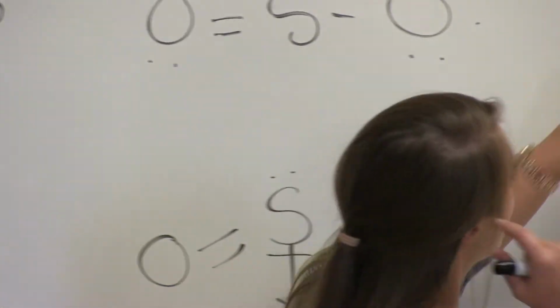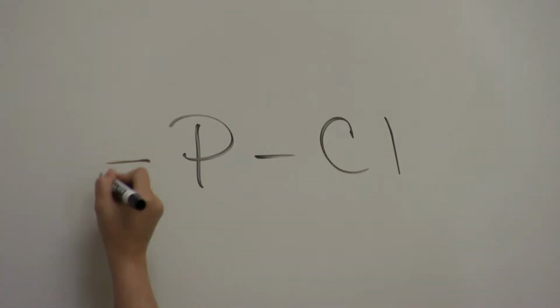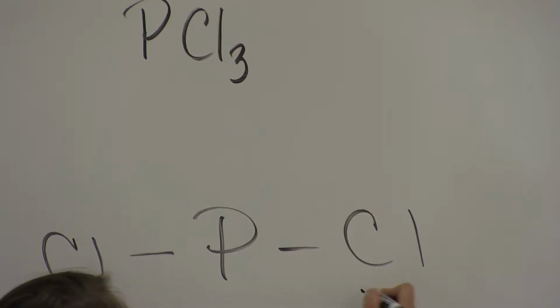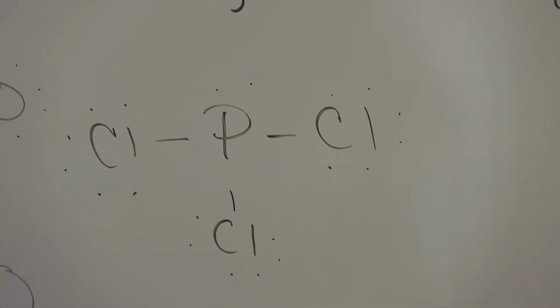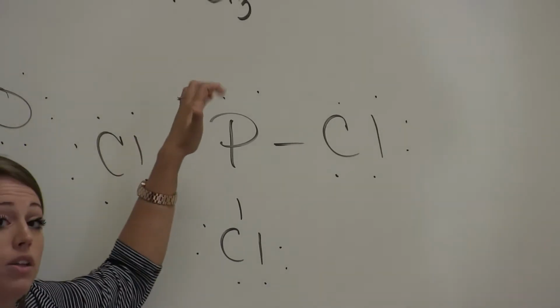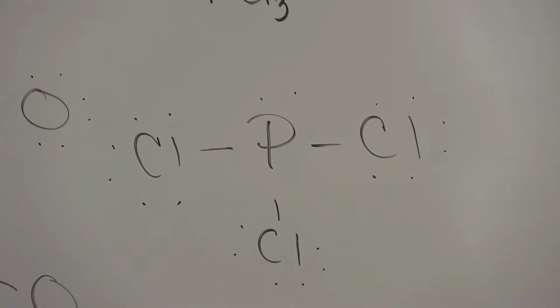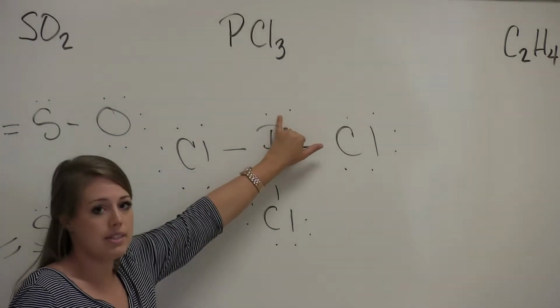Okay, moving on to phosphorus trichloride. If we were to draw this, we get this shape right here. If you were to first look at it without even drawing the Lewis-Dot structure, you might say, well, it's got all the same atoms connected to it, so it's nonpolar. But remember, if there is a lone pair on the central atom, it makes it polar. We've got a lone pair on the central atom.